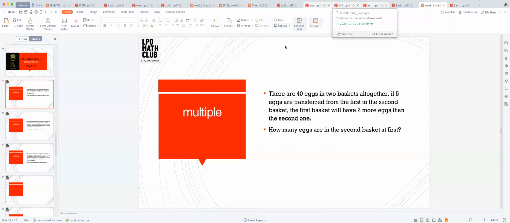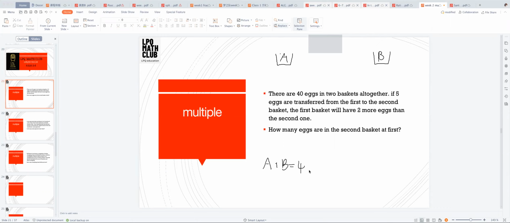So there are altogether 40 eggs in 2 baskets, right? So we're going to have one basket and another basket, basket A and basket B. Altogether A plus B equals 40, right? If 5 eggs are transferred from A to B, this is the original. The second step is A minus 5 and then B plus 5, right? The first basket will have 2 more eggs than the second one.